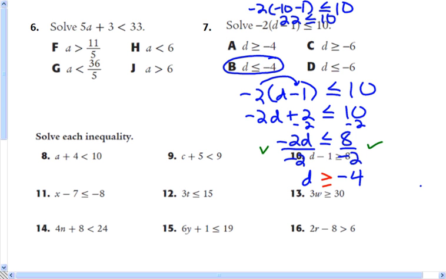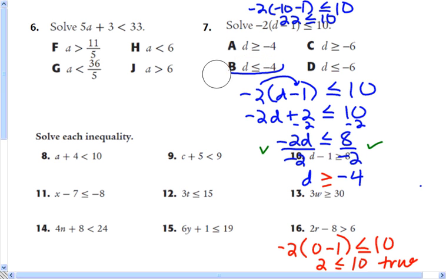I'll just check that real quick in my original equation. I'll put 0 minus 1 less than or equal to 10. And 0 minus 1 is a -1 times -2 is +2. 2 is less than or equal to 10. That is definitely true. So I think I got the right idea here. Now I want to change that answer to greater than or equal to -4.